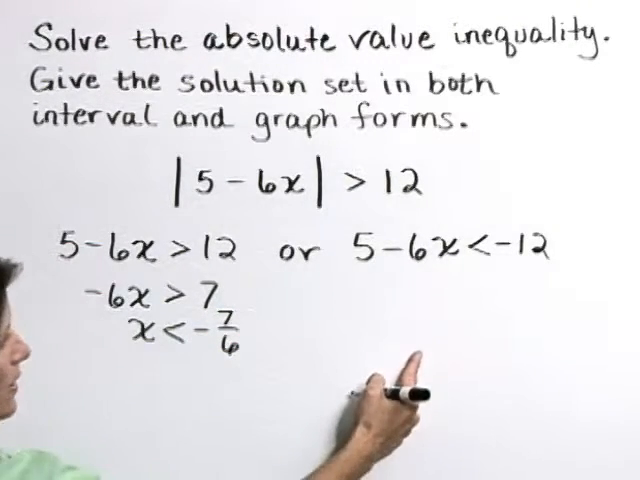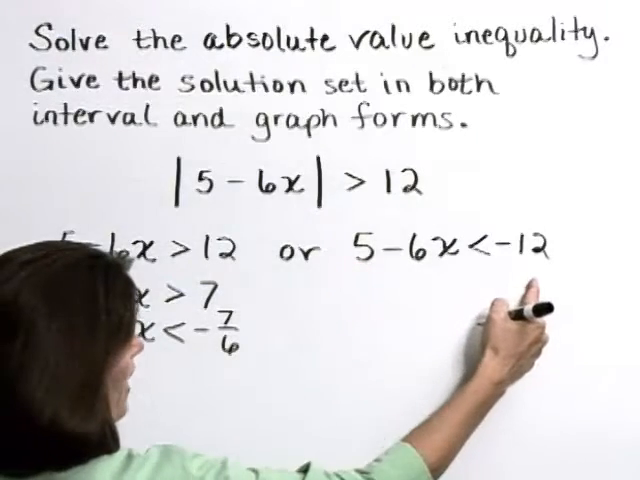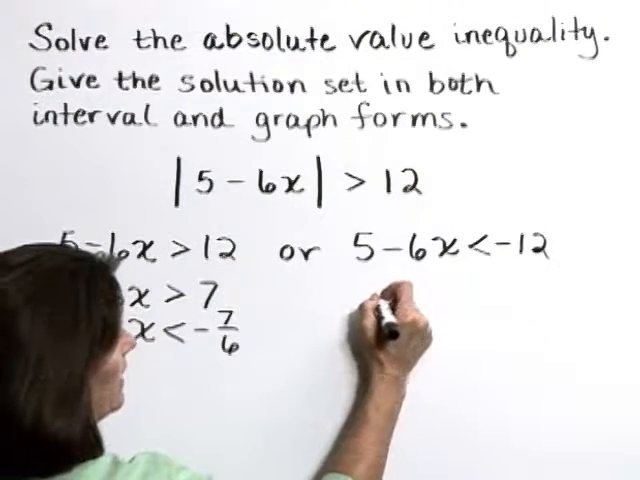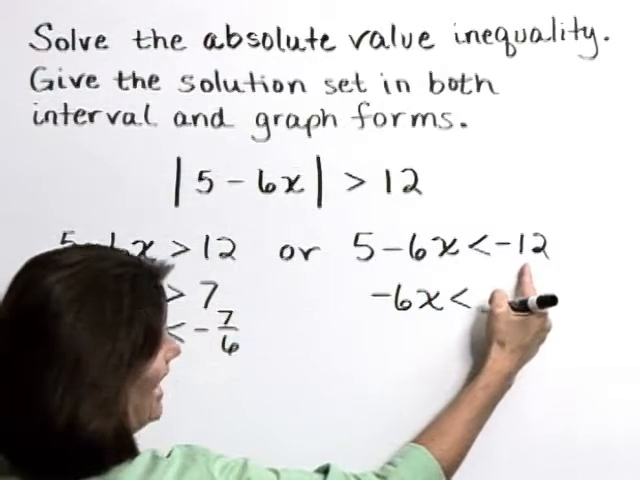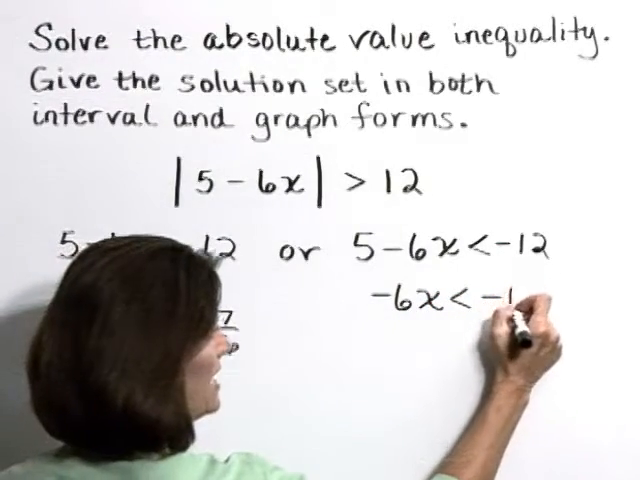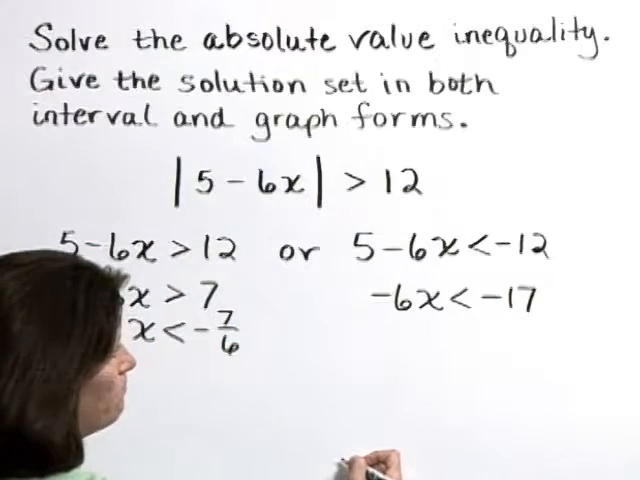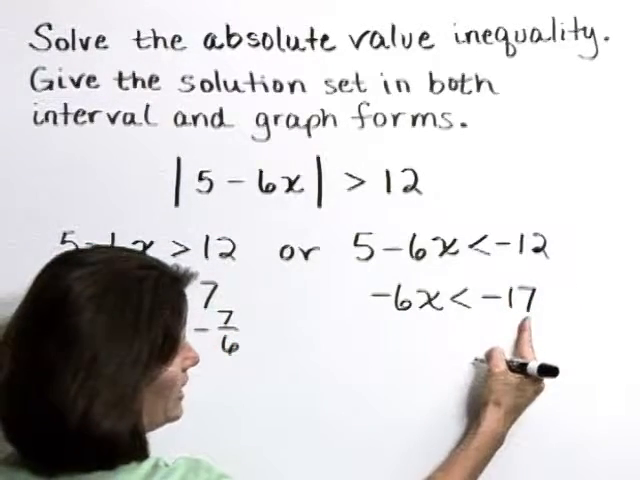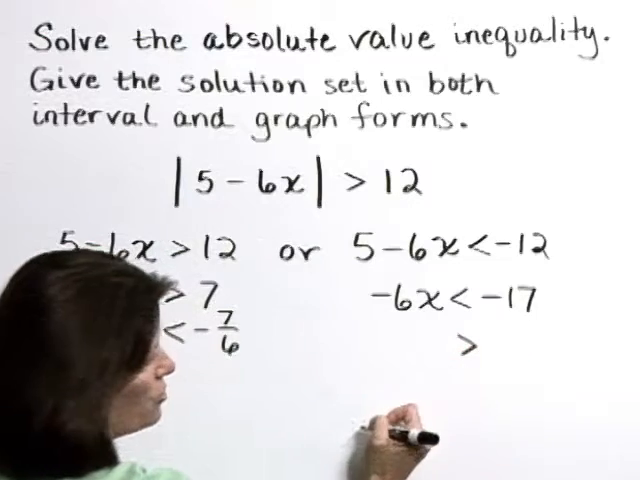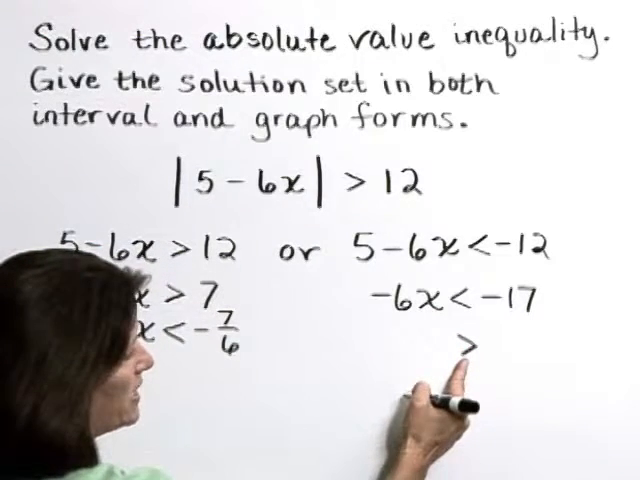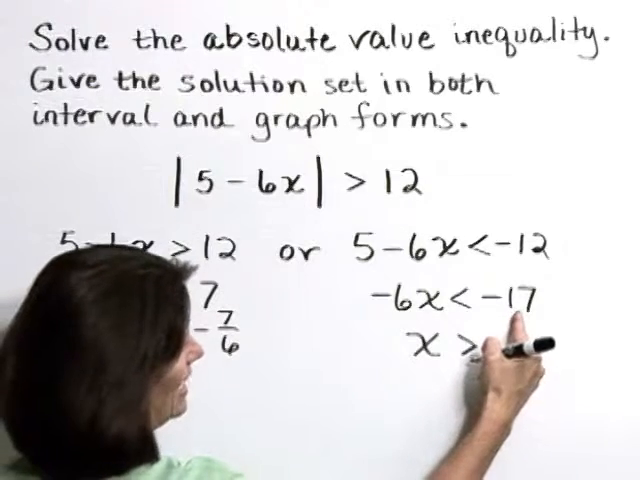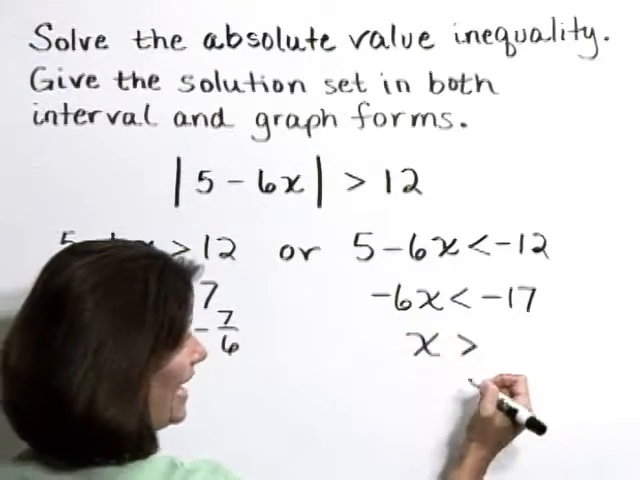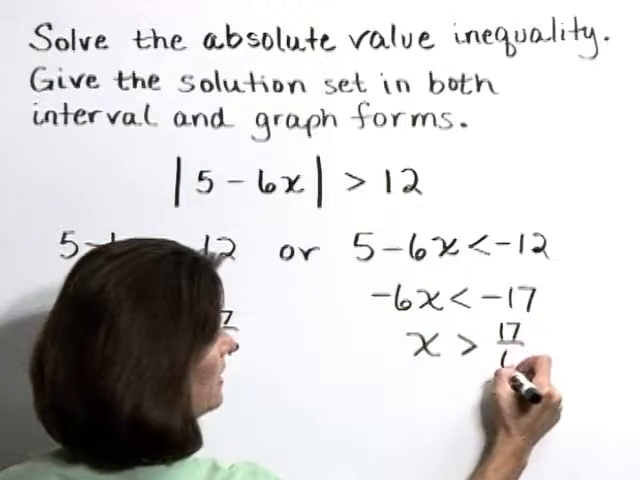Now with our second inequality, let's start here by subtracting 5 from both sides as well, giving negative 6x is less than negative 12 minus 5, which is a negative 17. Next, we'll divide both sides by negative 6, which switches the direction of our inequality symbol, leaves x on the left, and negative 17 divided by negative 6 is a 17/6.